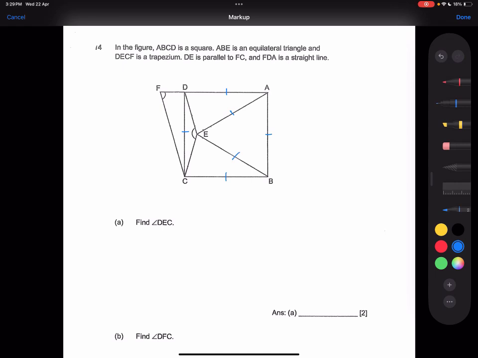And DECF is a trapezium. DE is parallel to FC, and FDA is a straight line. Find angle DEF. DEF, okay, this is the one we're looking for.